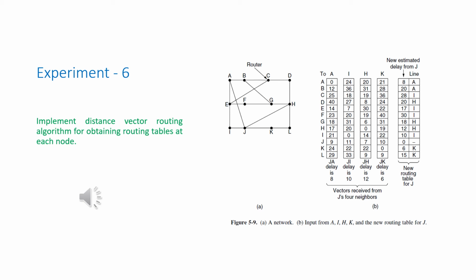Hence the rest of the table is created by comparing all the four paths and then selecting the minimum cost, and then we put this value. This process repeats, and after some time again the same computation will go on. So this is about distance vector routing algorithm.